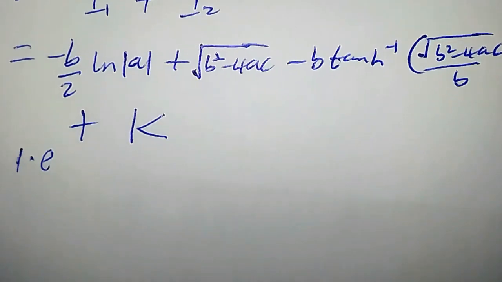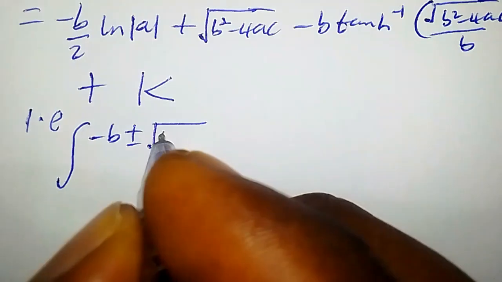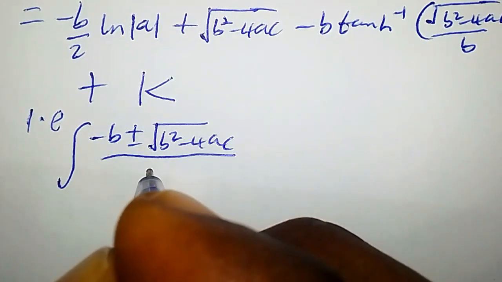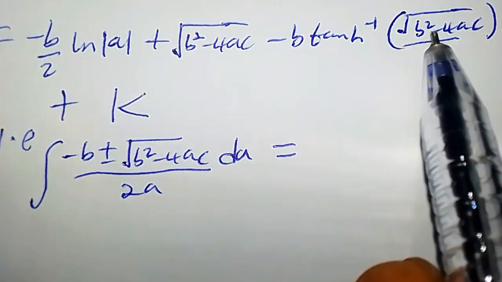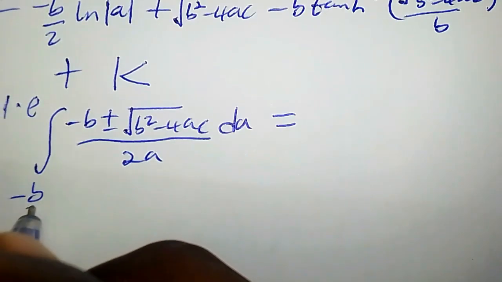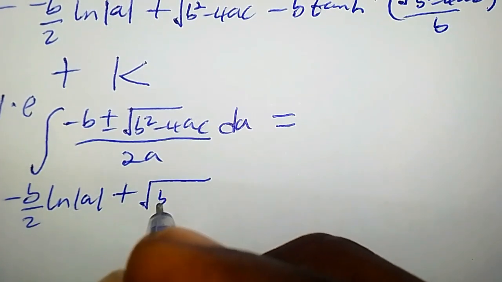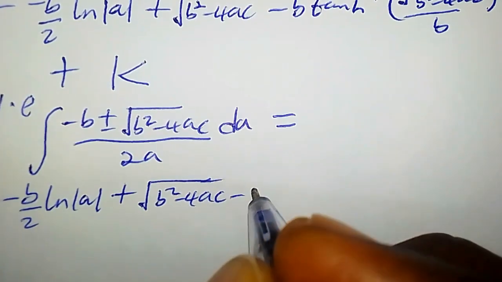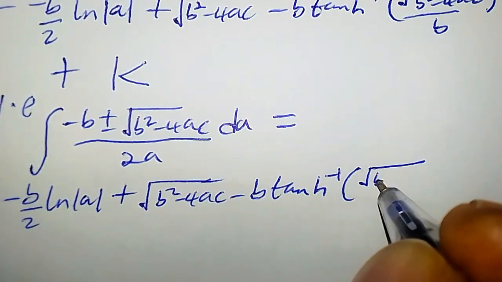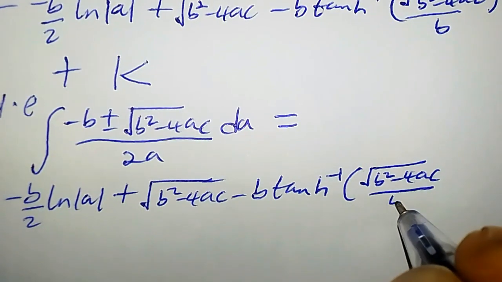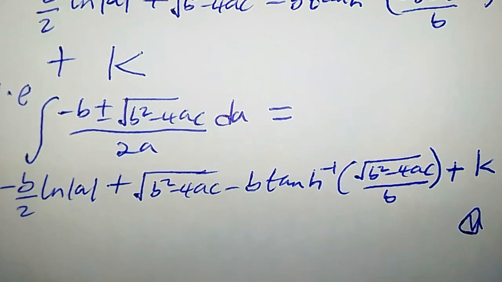That is, when we integrate the quadratic formula, minus b plus or minus square root of b squared minus 4ac over 2a dA, this is equal to all of this right-hand side: minus b over 2 times ln of the absolute value of a plus square root of b squared minus 4ac minus b times inverse hyperbolic tangent of square root of b squared minus 4ac over b plus the constant of integration k. This is the required solution.